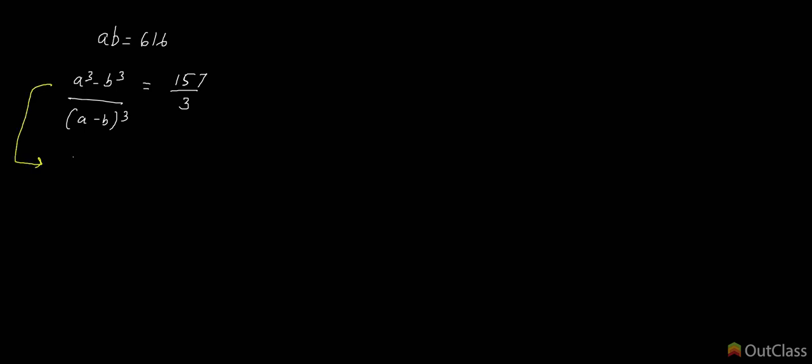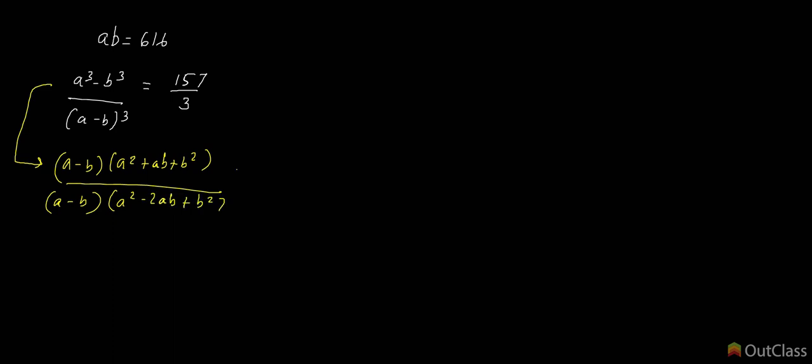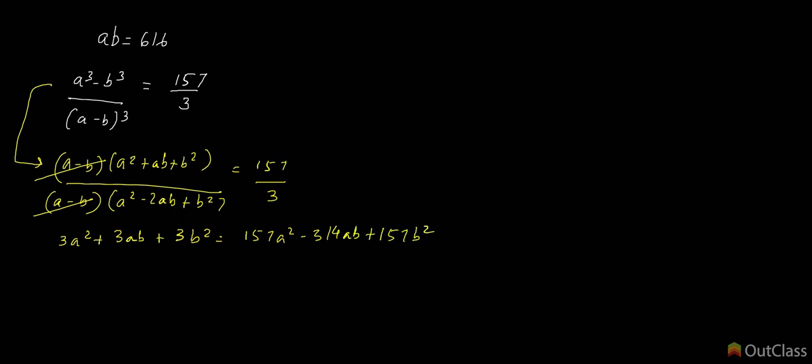A cube minus B cube is basically A minus B into A square plus AB plus B square, and A minus B the whole cube is A minus B into A minus B the whole square, which becomes A square minus 2AB plus B square. This is in the ratio 157 by 3. We can cut A minus B's and cross multiply, and you'll get 3A square plus 3AB plus 3B square is equal to 157A square minus 314AB plus 157B square.